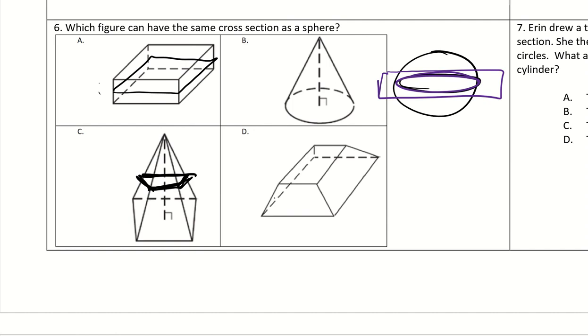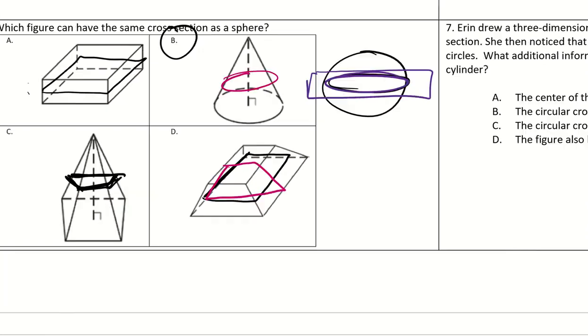If I slice this here, I'm going to get a rectangular cross section if I slice it that way, or if I slice it the other way, I would get a trapezoid, depending on what direction you sliced it, if you sliced it parallel or perpendicular to the base. But then if I slice it here, then I could get a circle, right? So that's going to be B.